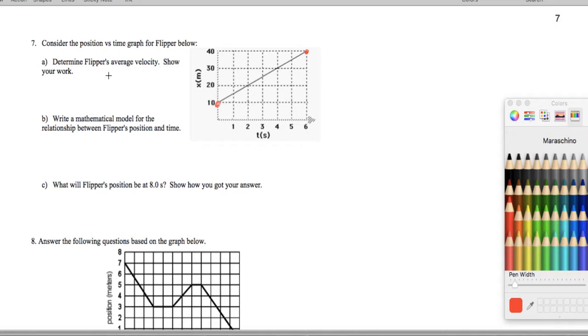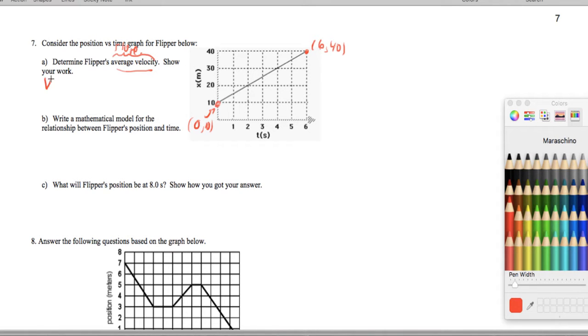So here we go. When we say average velocity, again, this is just another term for the slope. Let's just label these points: 6, 40, and then 0, 10. People really want to choose points that are next to each other. You don't have to do that. Just pick any 2 points where it crosses like a corner so you can actually see what you have there.